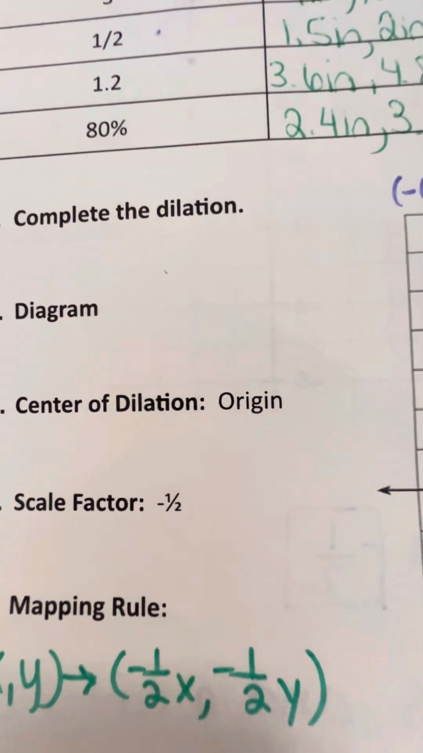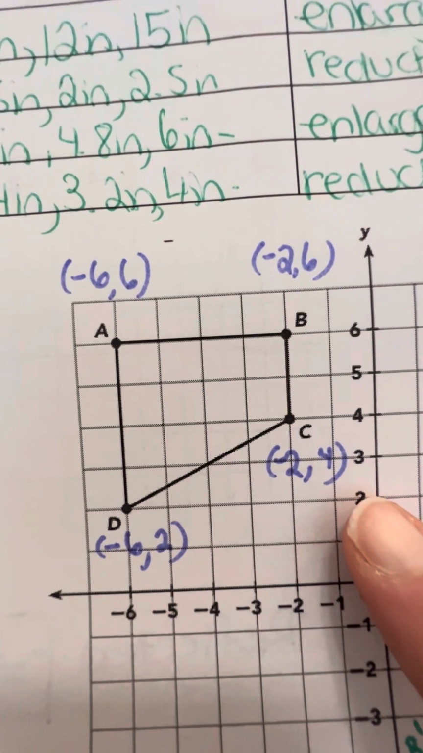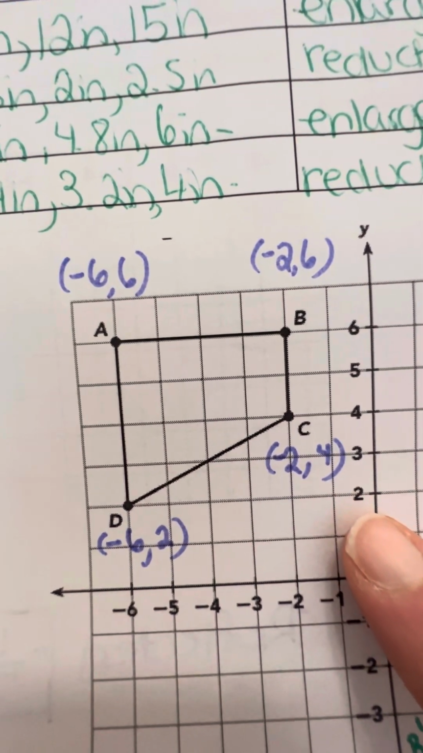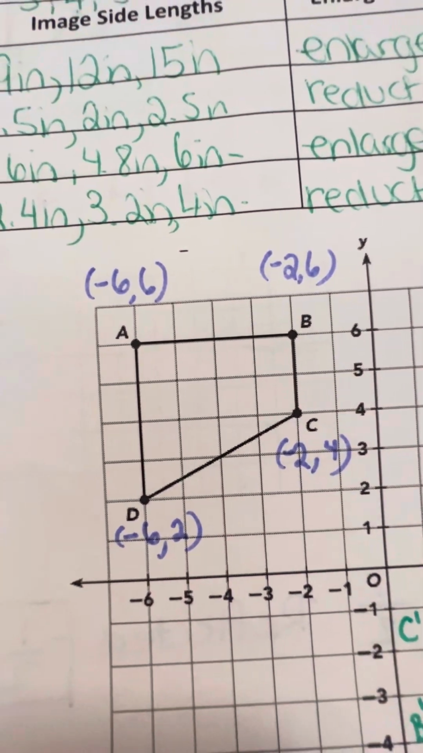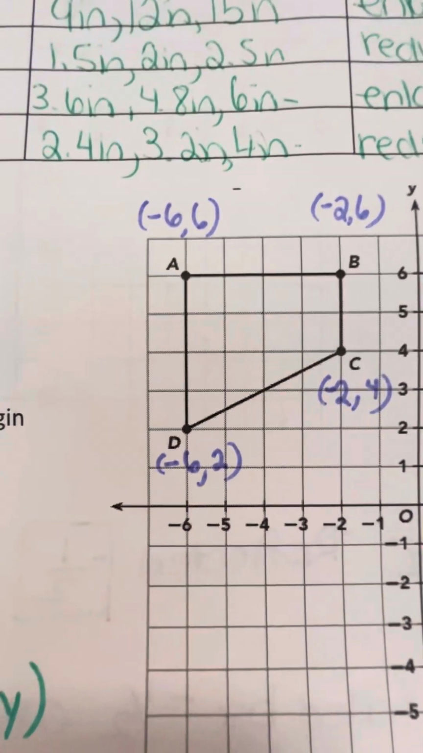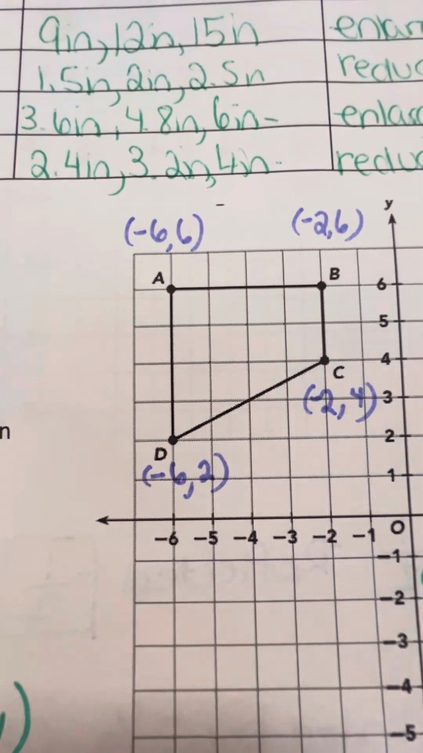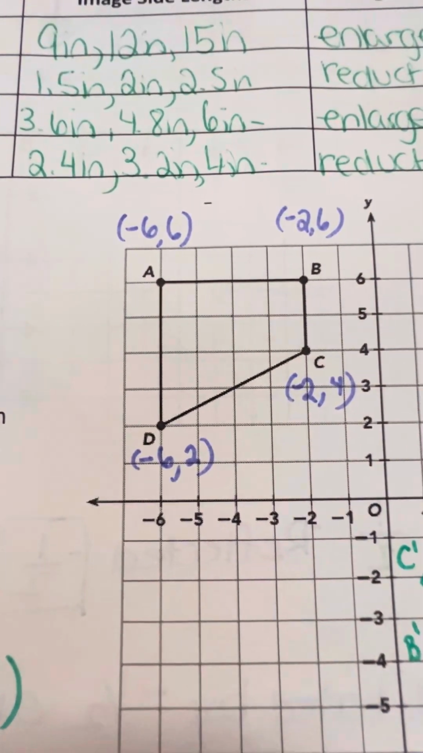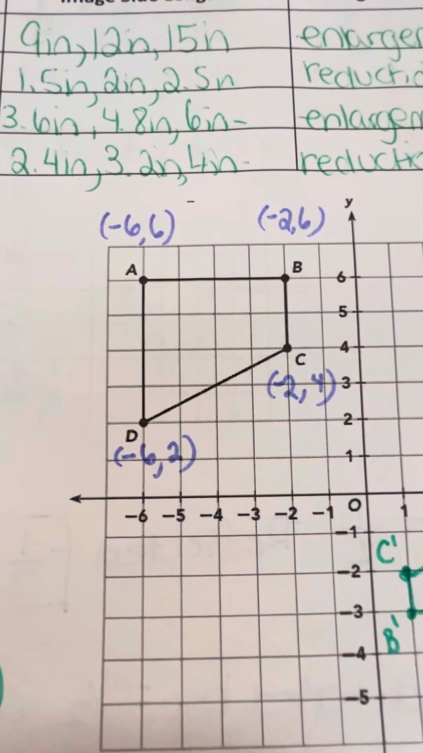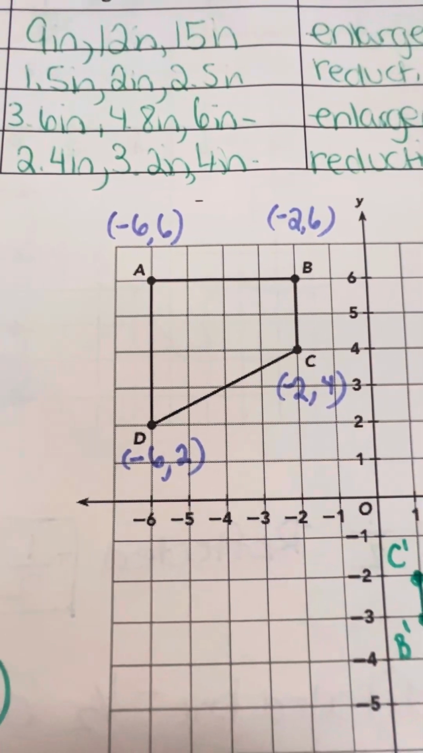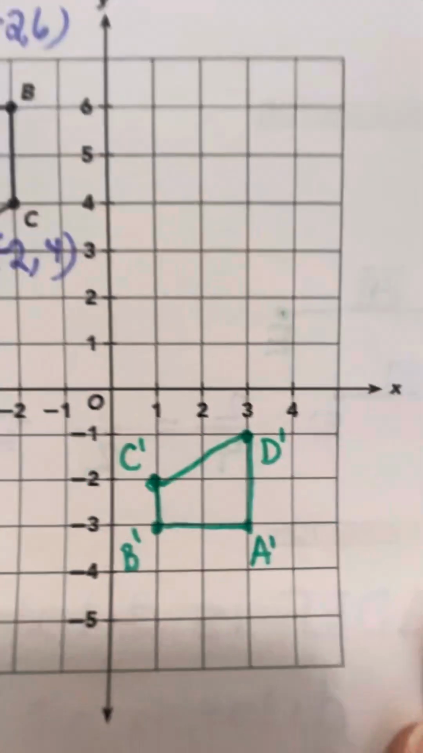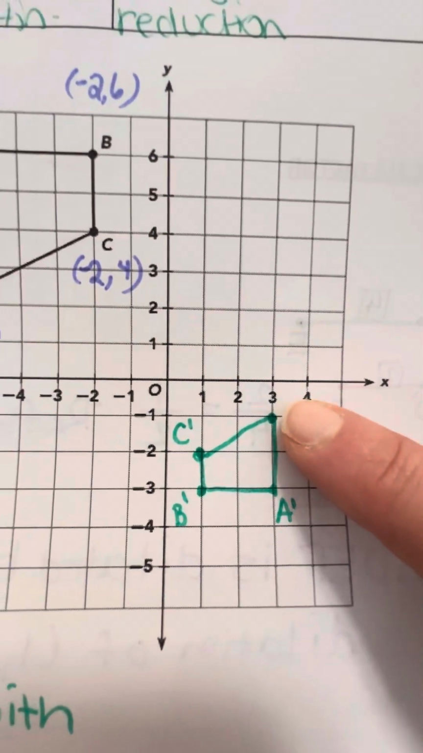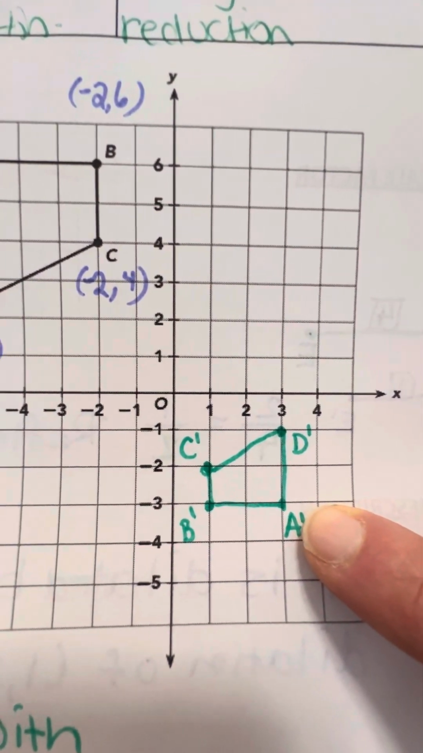I can take the numbers that I originally started with, which is why I put them on here, and I can take each of those numbers and multiply them by -1/2 to figure out where that new image is going to be. So all I would have to do is take -6, multiply it by a -1/2, then take the +6, also multiply it by a -1/2, and that is going to tell me what the value for A prime is, which, as you can see, is now going to be at 3, -3.